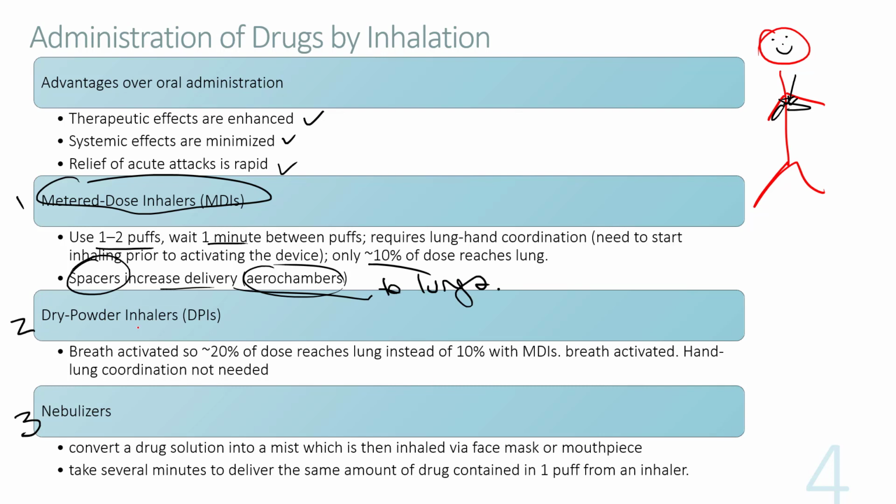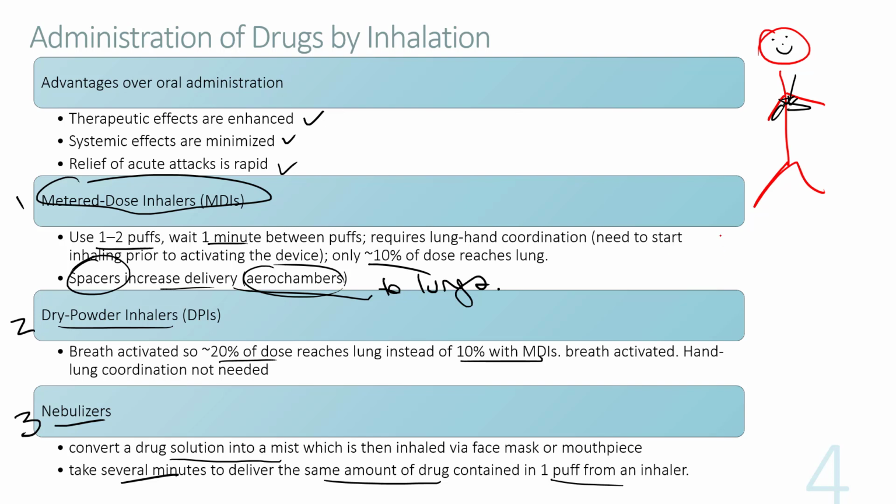Right? Dry powder inhalers, the second type of inhalation technique, are breath activated, so 20% reaches the lungs instead of 10% with the metered dose inhalers, and it doesn't require hand-lung coordination. Right? Nebulizers basically convert a drug solution into a mist, which is inhaled via face mask or mouthpiece. So again, it doesn't require hand-lung coordination, but it takes a little bit longer to actually deliver the same amount of drug contained in one puff from an inhaler.